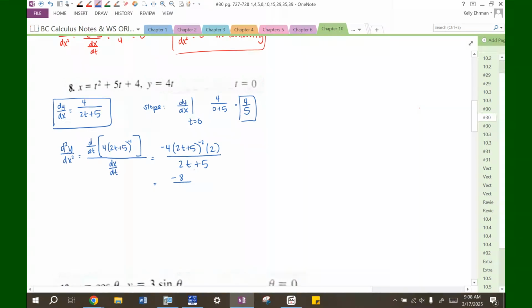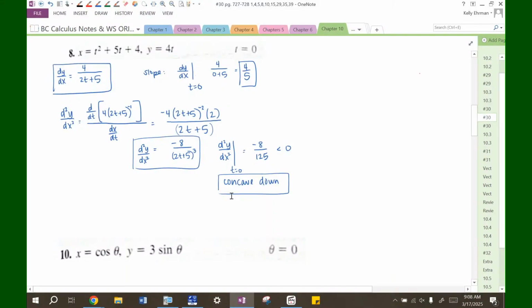So I can bring this expression down. And it would get multiplied by the 2t plus 5 that's already down there. So we should have a total of 2t plus 5 to the third power in the denominator. So there's our equation for our second derivative. And then we are supposed to evaluate this at t equals 0. So that would be negative 8 over 5 to the third. Because this second derivative is less than 0, then the graph is concave down at t equals 0. So second derivative equation, conclusion at t equals 0.